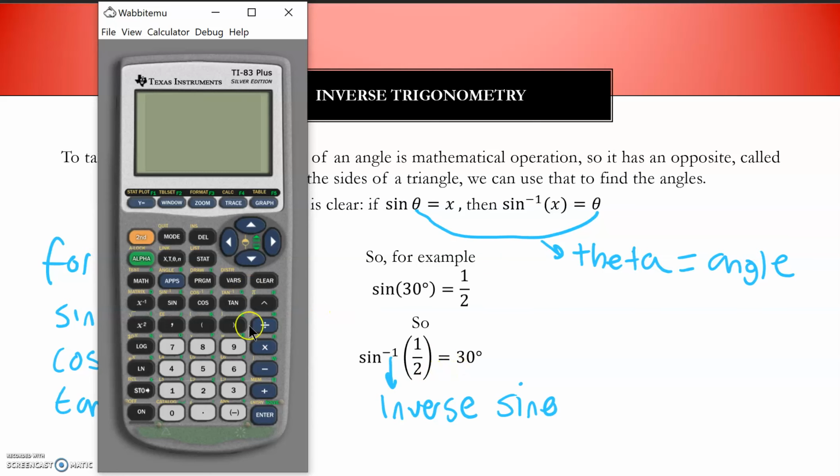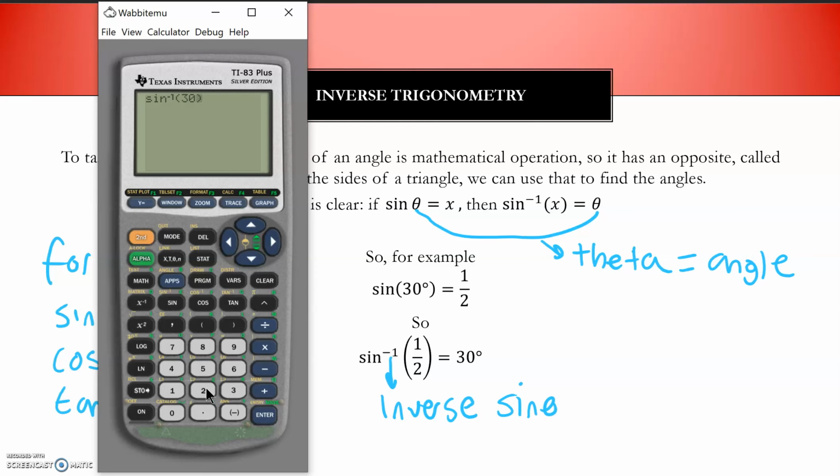To get inverse, you're going to do second and the trig function you wanted. So we want inverse sine. You're going to click sine, put in your angle 30 and hit enter. Now I did it wrong. How do you know I did it wrong? Because I got an error message. What did I do wrong?